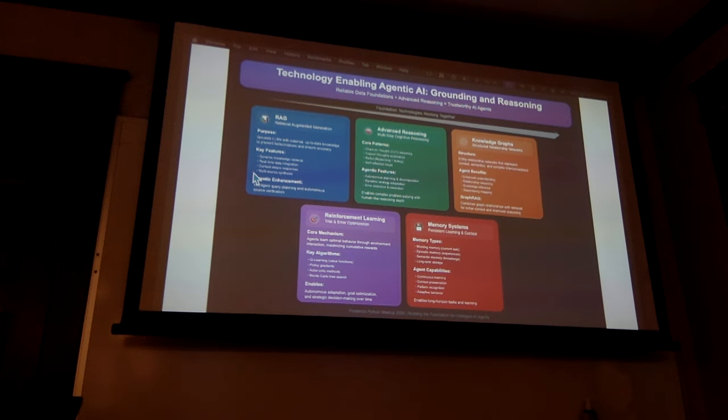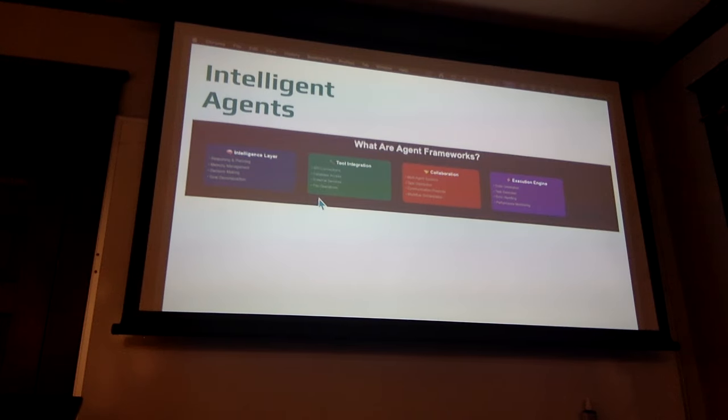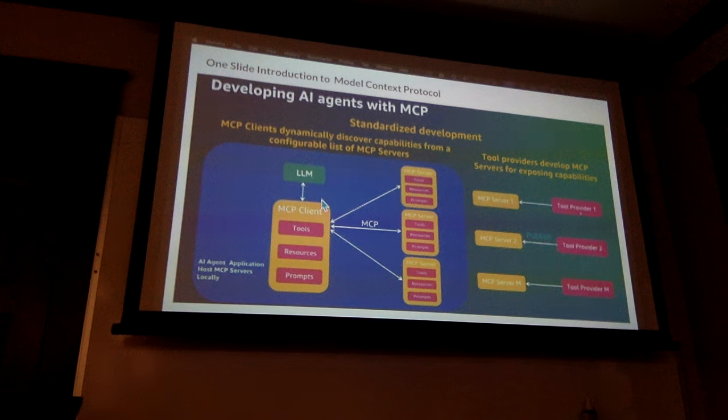So that augments an LLM also. And then the memory systems, I'll mention that. Okay, so let me move on. What is an agent framework? So that's it. You have the intelligence layer, the tools, the collaboration, and you need to execute.